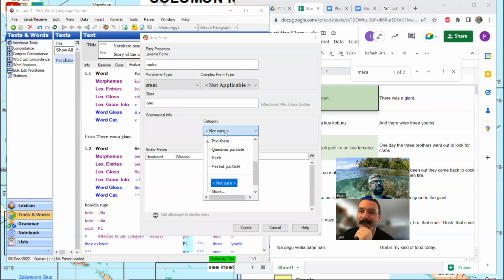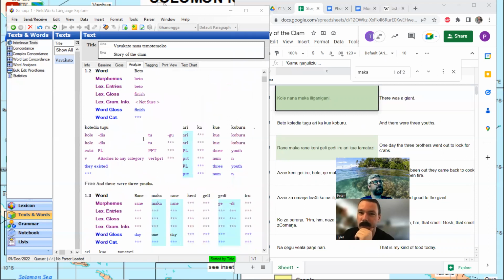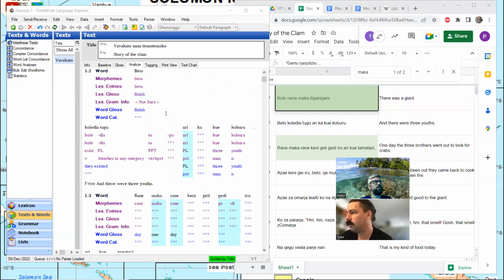I'll call this a numeral. All right, Beto. Giant, yeah, finished. So that being done, having finished that thought, there existed. All right, so let's see where we get in ka. We have a pretty good idea of everything else that's going on in this sentence. Let's see if we can figure out what's going on with ka.